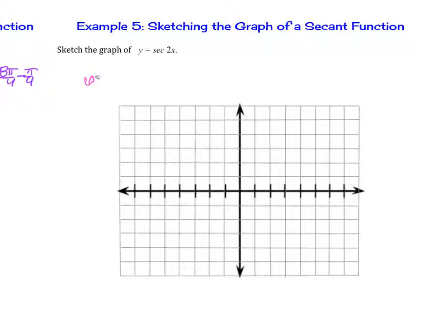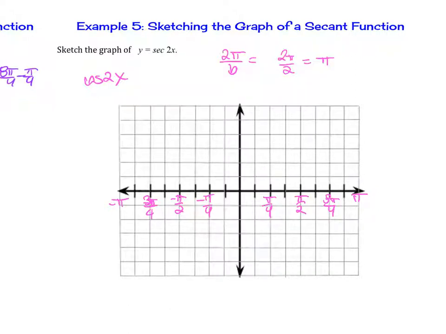So we're looking at cosine 2x. The only thing that changes here is the period. Remember, the period is 2 pi over b for sine and cosine. So this is 2 pi, b is 2, so therefore the period is pi. So this is pi over 2, this is pi over 4, 3 pi over 4, and then we'll back it up. Negative pi over 4, negative pi over 2, negative 3 pi over 4, and then negative pi.